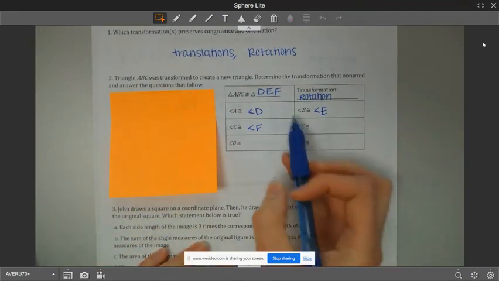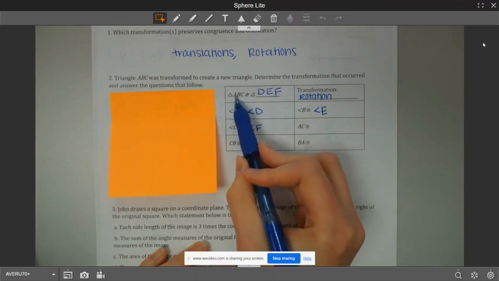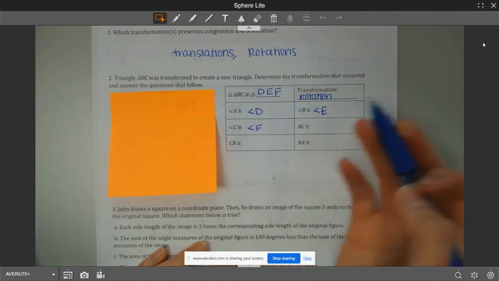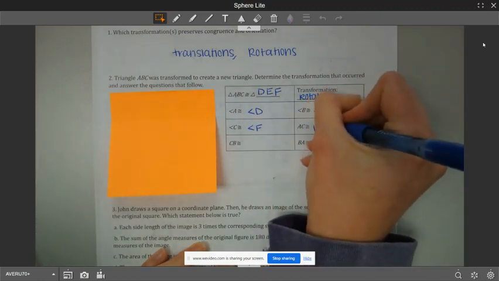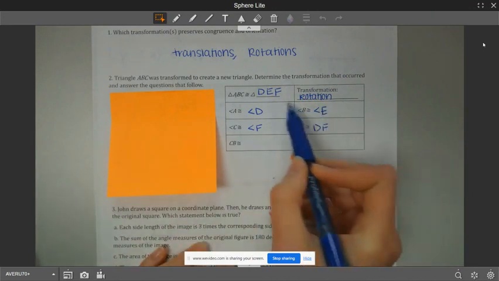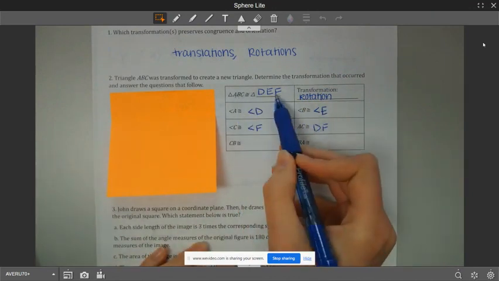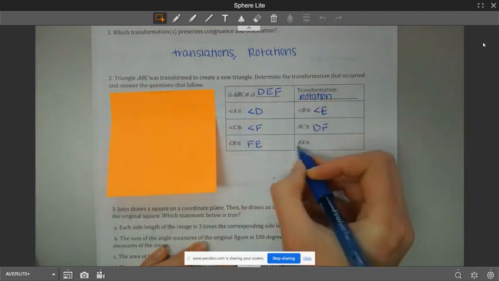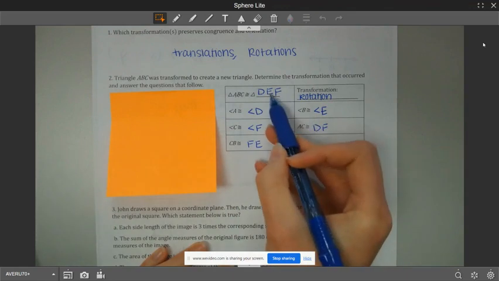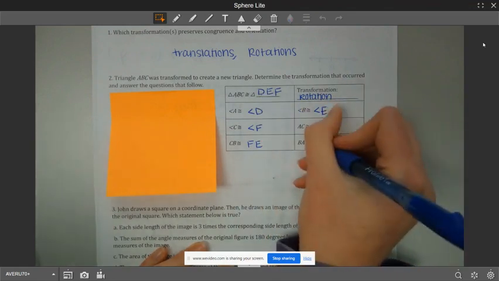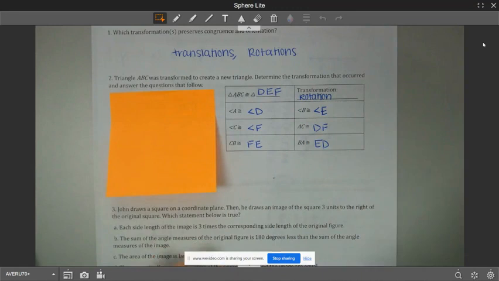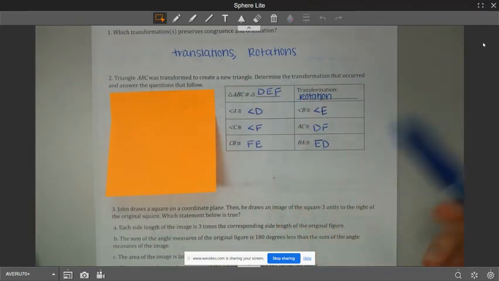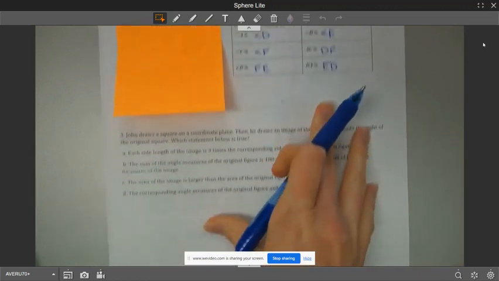AC is congruent to which line segment? Okay, well, A is the first and C is the last letter, so it matches with the first and the last. So AC is congruent to DF. CB is the last and the second, so it is congruent to the last and the second, which is FE. BA is the second and the first, it's congruent to the second and the first, ED. Okay. The whole point is you need to write your congruency statement. Once that's written down, you don't need the picture anymore.